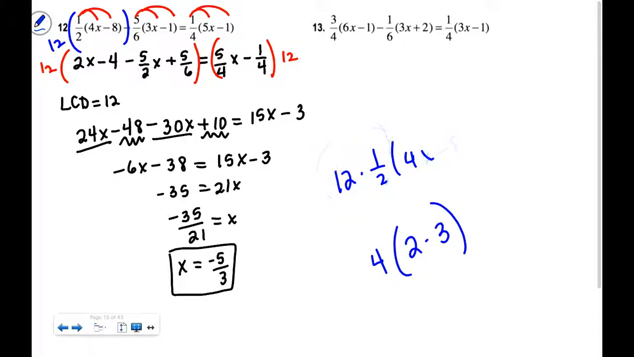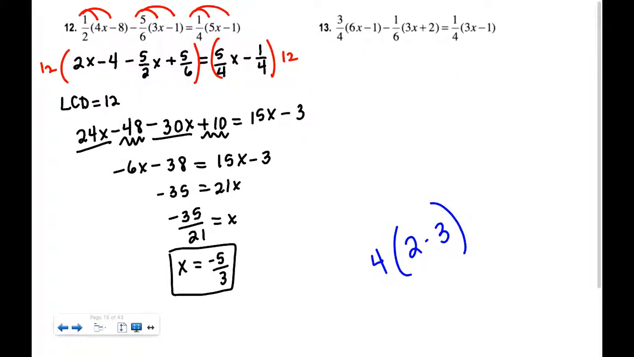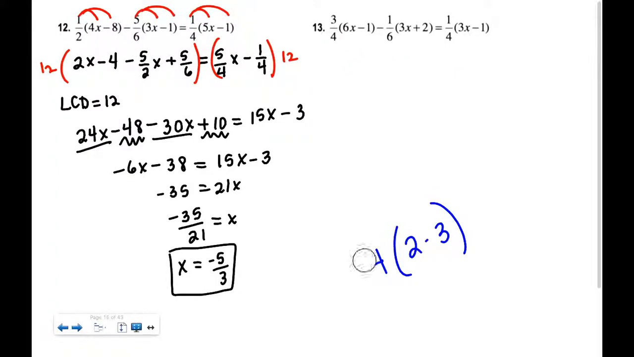Okay, so that's what's tricky for Algebra 2 students. They sometimes want to multiply into everything. So it's kind of tricky. All right, so let's do 13, and then we'll be done for the day.